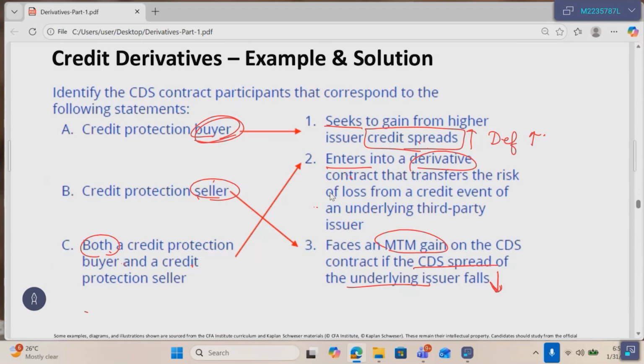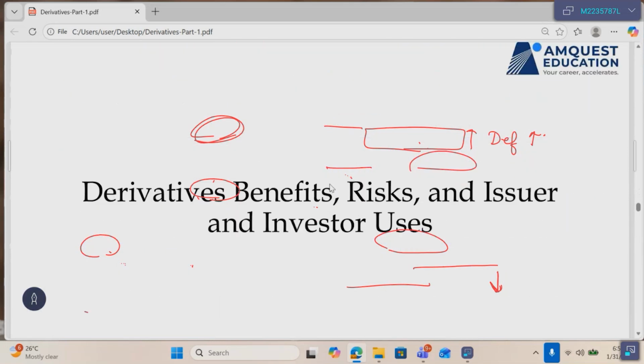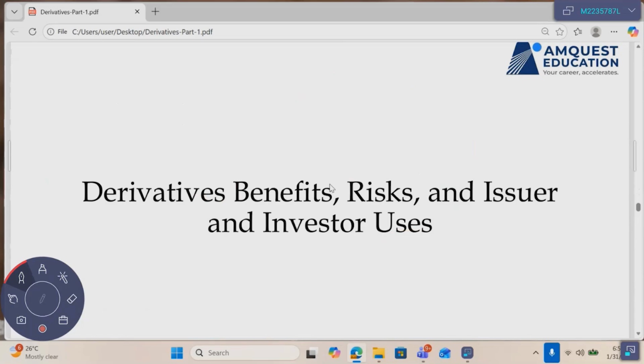Clear? So we have two people here, a buyer, a seller. Buyer wants protection from spreads going high. Seller will be happy if the spread is low. Okay? So this is completely like an insurance contract. Clear? So any questions you guys have? Okay, so that's quite heavy duty.